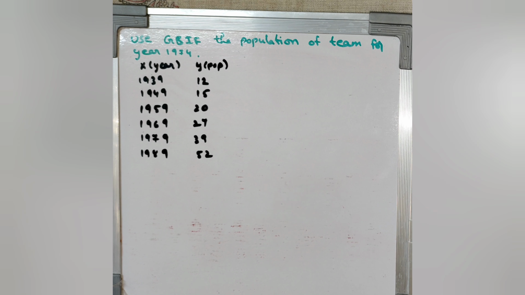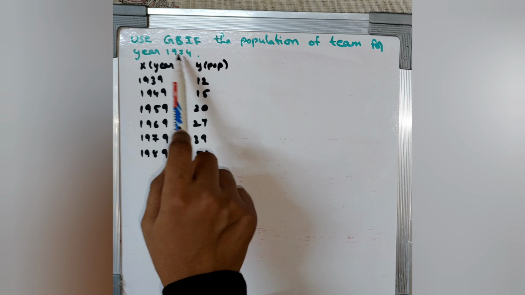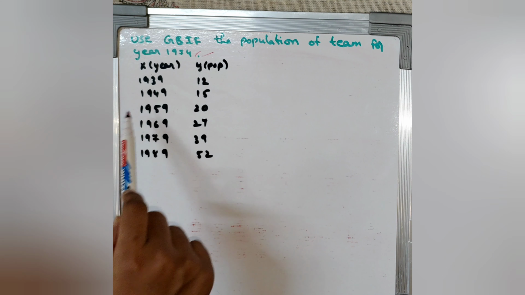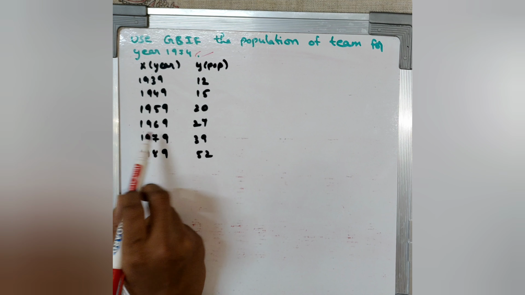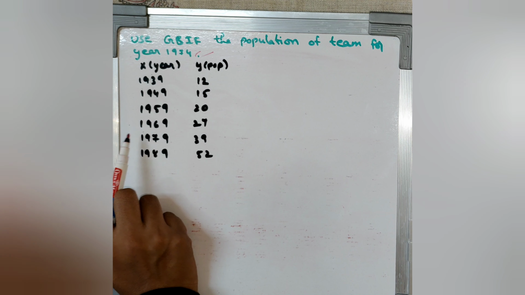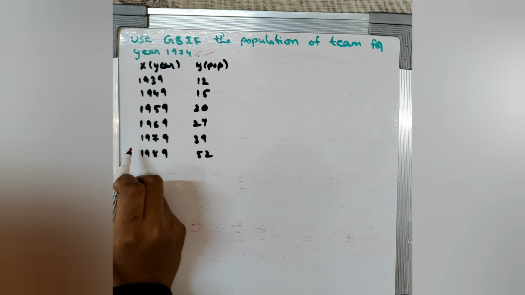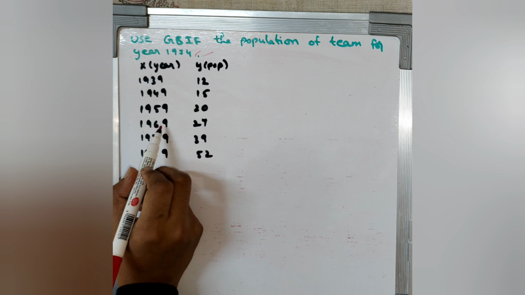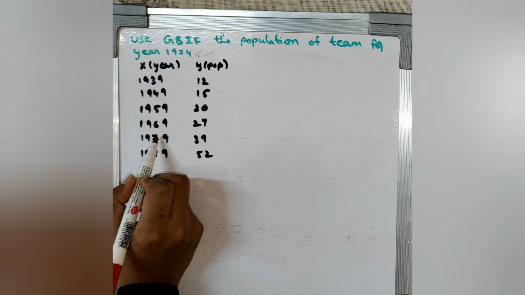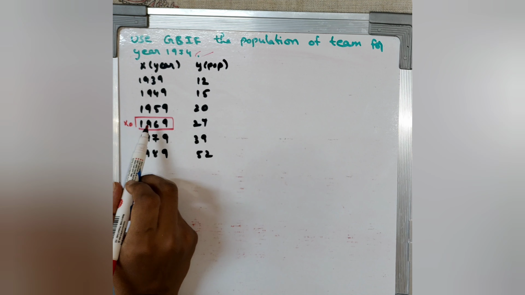Now let's see an example of the Gauss backward interpolation formula. Use the Gauss backward interpolation formula to find the population for the year 1974. Here this is the year and this is the population. For the year 1974, we have to find the population, that is the y value. So let's find the origin using the central difference table. I think 1974 lies between 1969 and 1979, right? So this will be our origin, 1969. That is the mid value.